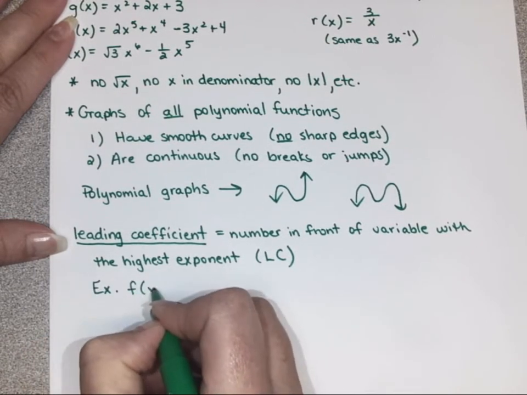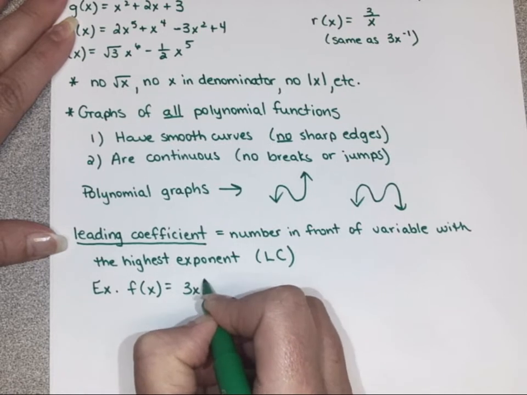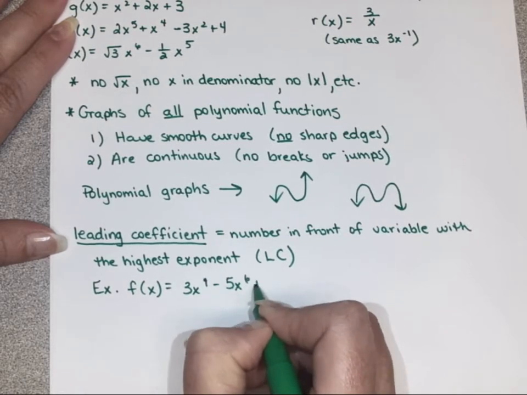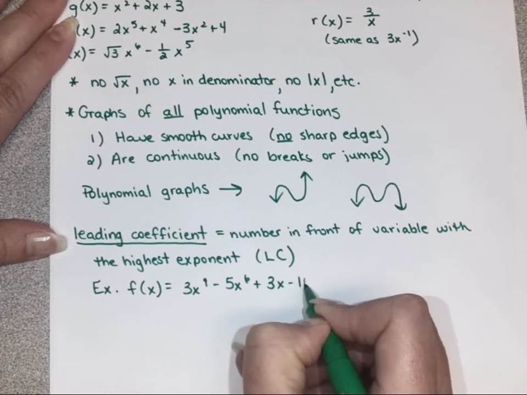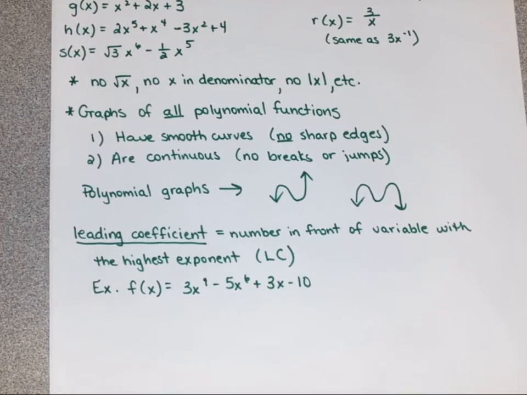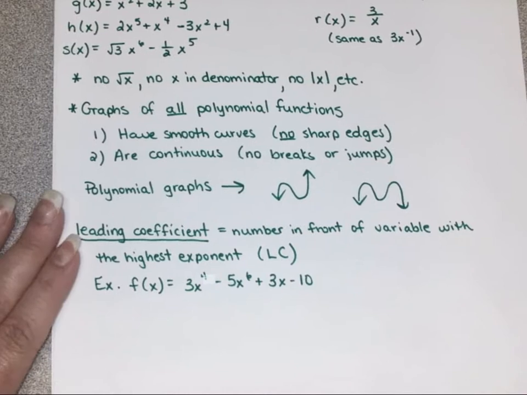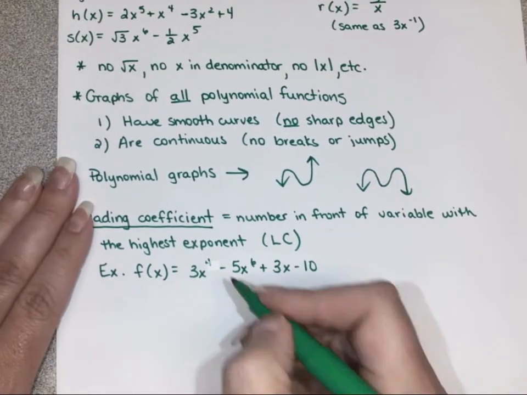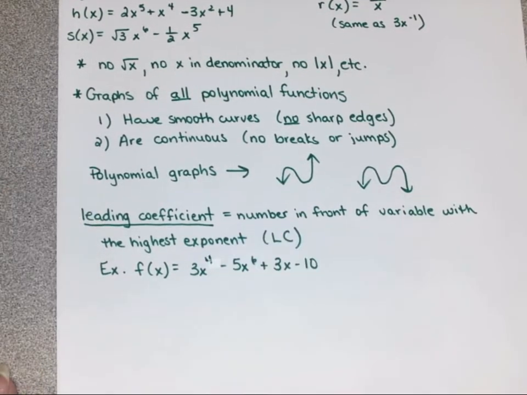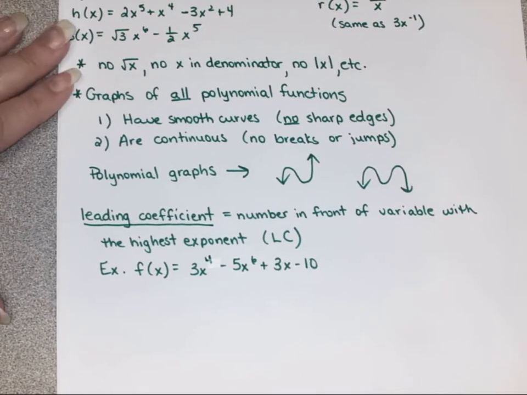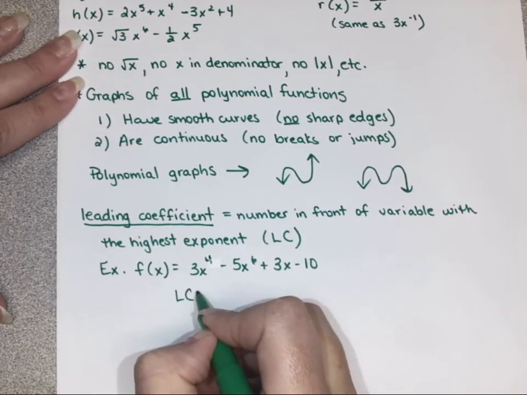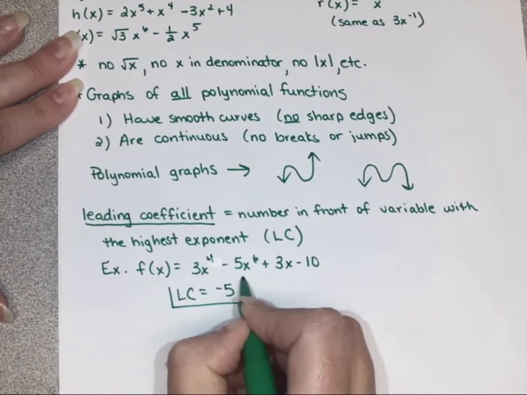So let's say that I give you this polynomial, 3x to the 4th minus 5x to the 6th plus 3x minus 10. That first exponent is supposed to be a 4. It's just not written very well, so I'm going to rewrite it so it looks better for any notes that I'm scanning. If I asked you to find the leading coefficient, you would not just jump and say, oh, it's 3. That is the one in front, but which one's the one in front of the highest exponent? -5. So the leading coefficient's actually -5.